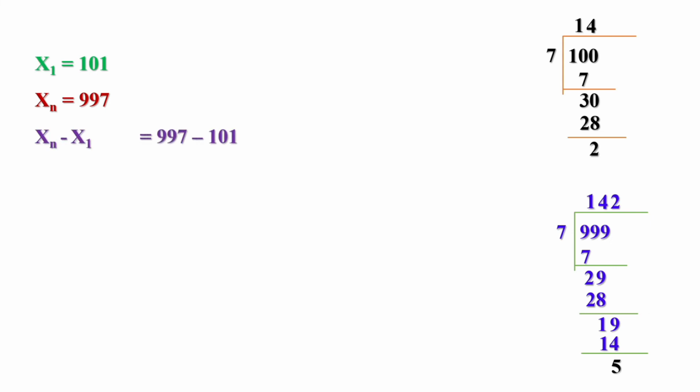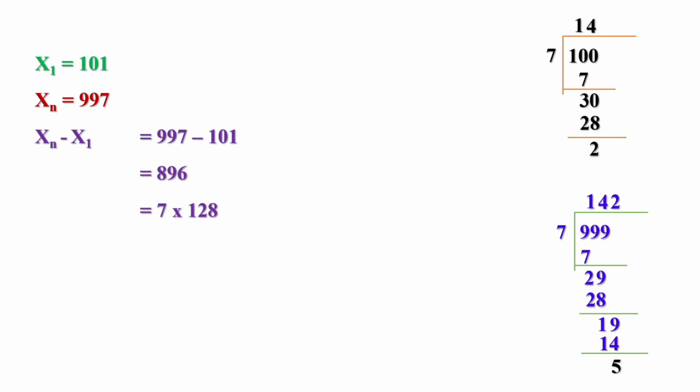That is 997 minus 101, that is 896. So this difference between the first term and last term must be a multiple of 7, the common difference 7. So let us divide this by 7 and find out the quotient. So we can see this 896 equals 128 into 7. Here 7 is the common difference.